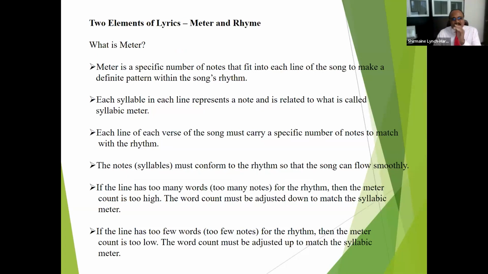Now I'm going to come to two elements of lyrics. And these two elements are very important for us to understand. The first one is meter, the other one is rhyme. What is meter?